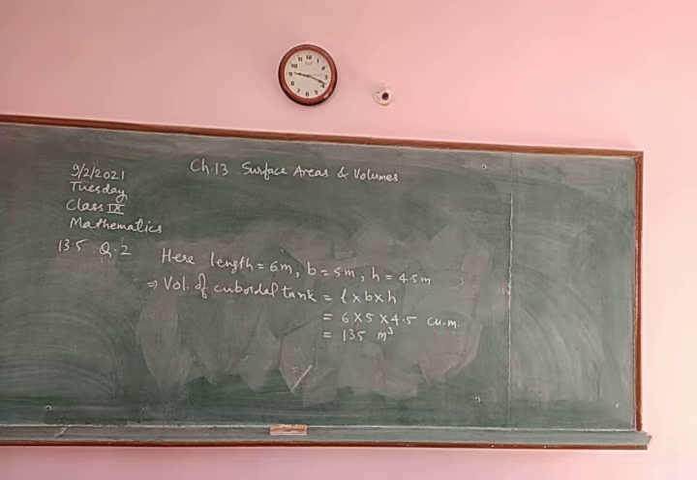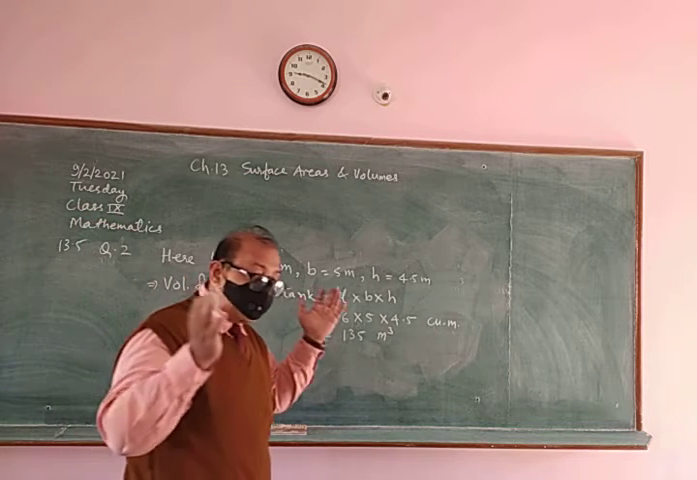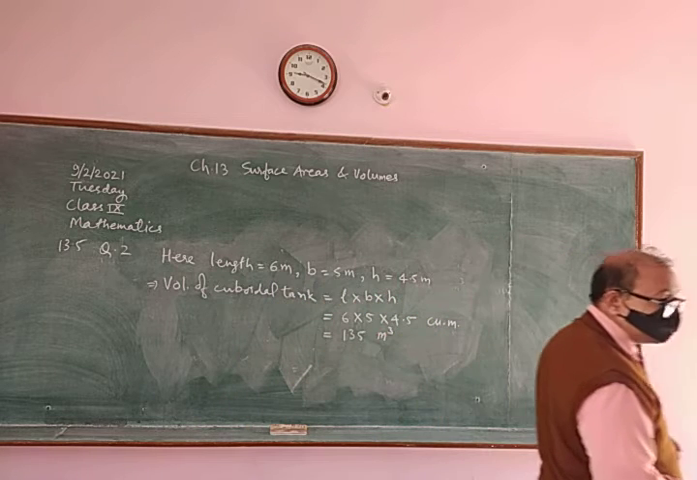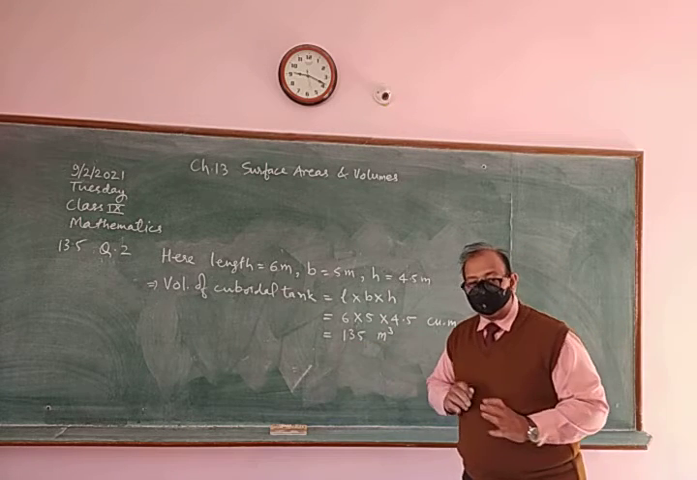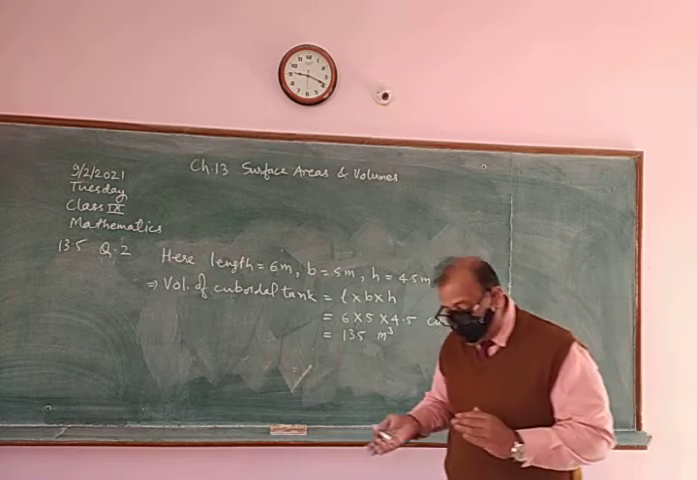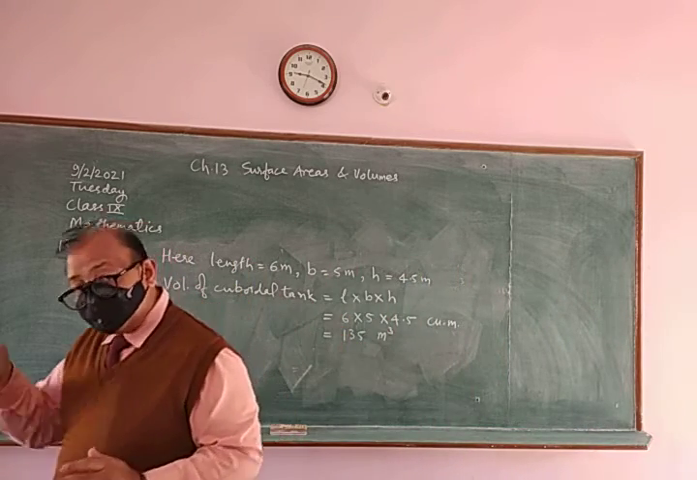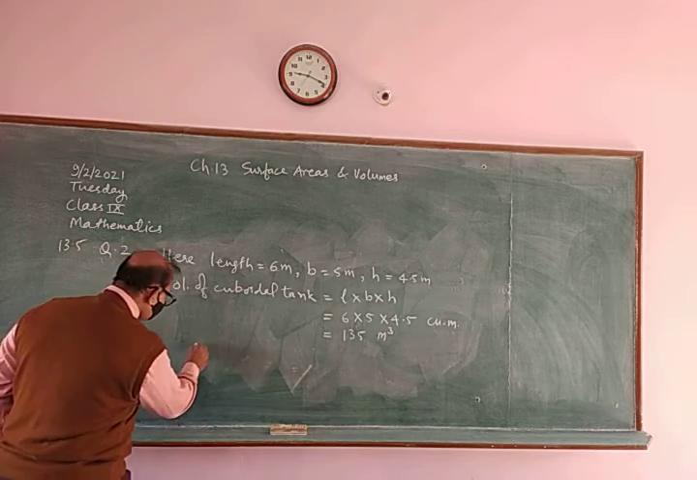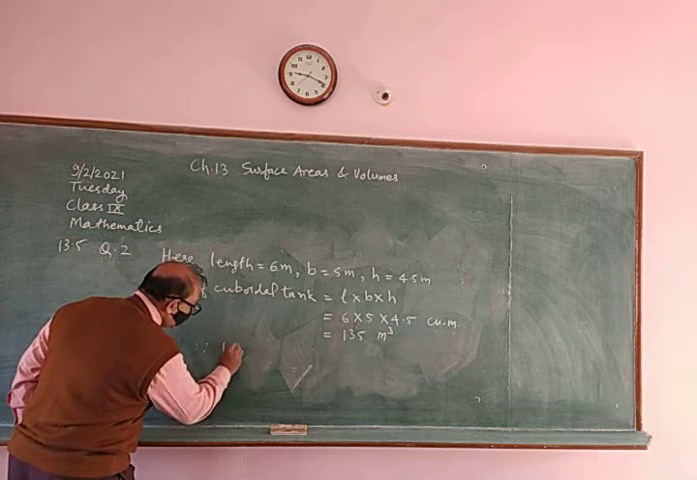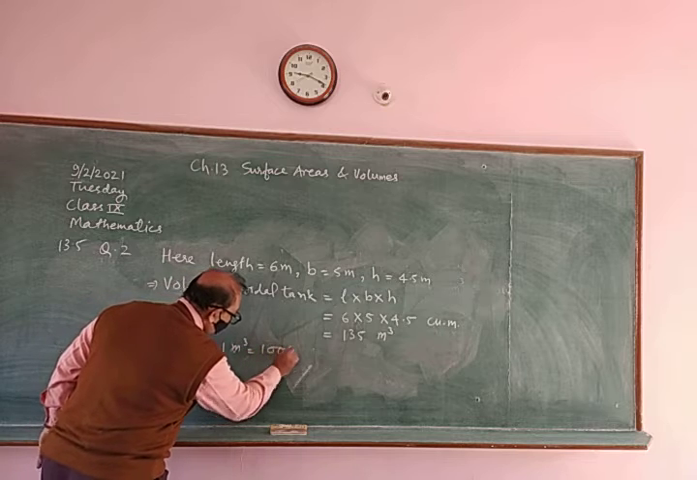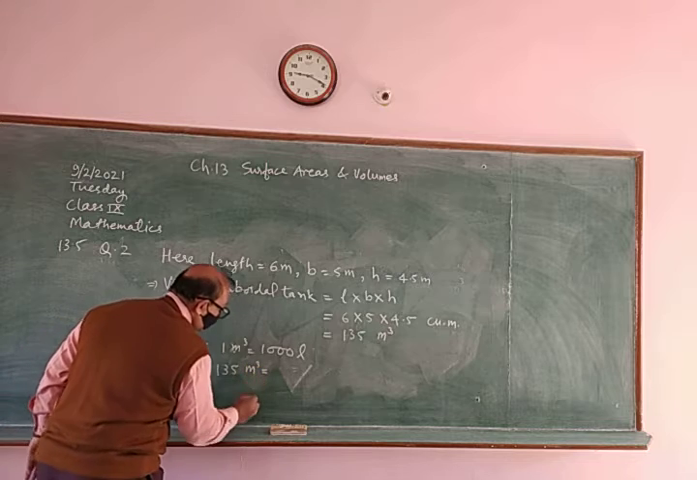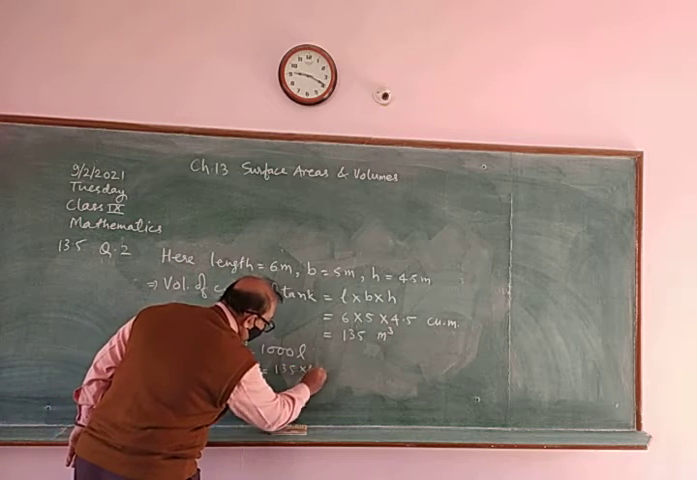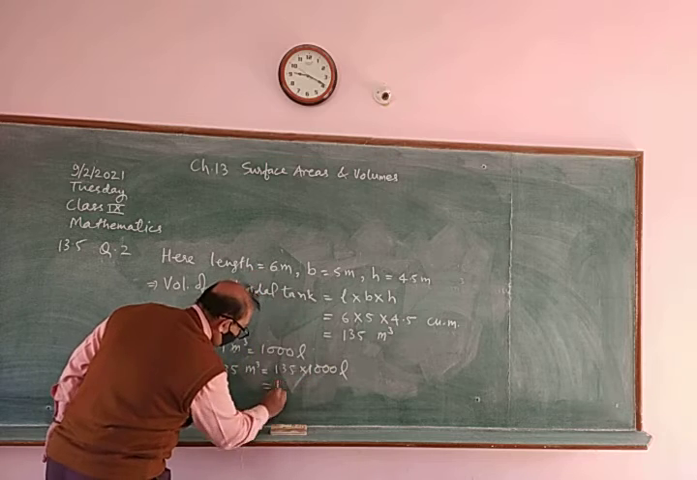Now the question is, how many liters of water can it hold? The capacity of the cuboidal tank is 135 cubic meter. Now we have to convert it into liter. Since 1 cubic meter is equal to 1000 liter, 135 cubic meter is equal to 135 into 1000 liter.